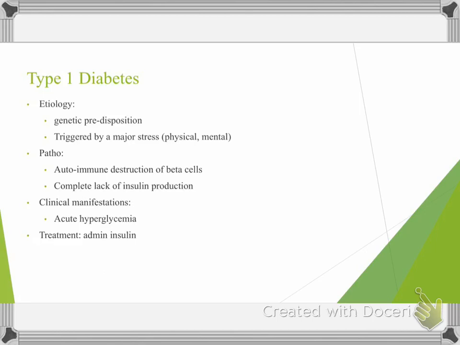But it results in a complete lack of insulin production. So your clinical manifestations are acute hyperglycemia, and the treatment is to give insulin because we don't have it. You're not making it, so we need to have it.